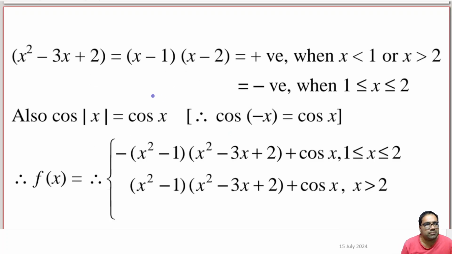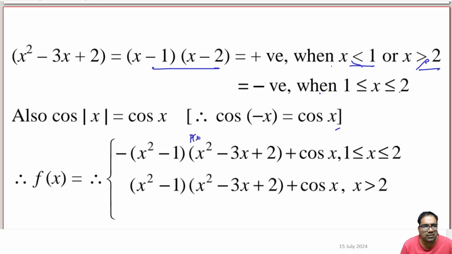X square minus 3x plus 2 is actually a product of these two factors, and it is positive when x is greater than 2 or x is less than 1. You can say it is negative when x lies between 1 and 2. So when x is equal to 1 or 2, it is actually 0. So whether you put it in negative or positive, less than or equal to, greater than or equal to, doesn't matter much. Cos of absolute value of x is always cos x, because cos of minus x is cos x. Now this is what we have discussed.